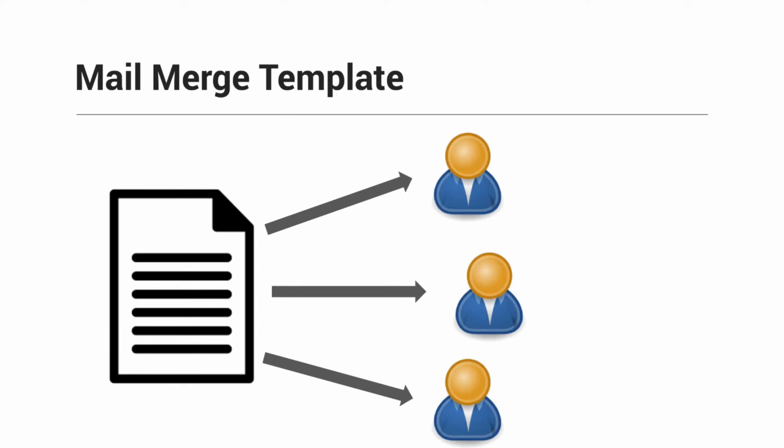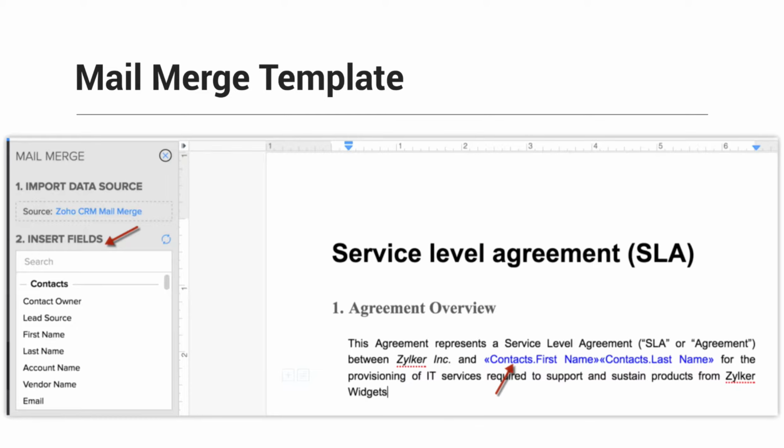Next, let's look at mail merge templates. Now let's say as part of a company procedure, you're required to send a service level agreement to your customers after you've won a deal with them. The terms of these agreements are mostly the same, only the names of the customers and organizations usually change. In such a case, you can simply draft this document in MS Word or Zoho Writer and insert merge fields at the appropriate places and save it. Whenever there's a need, you can merge this document and send them to your customers.